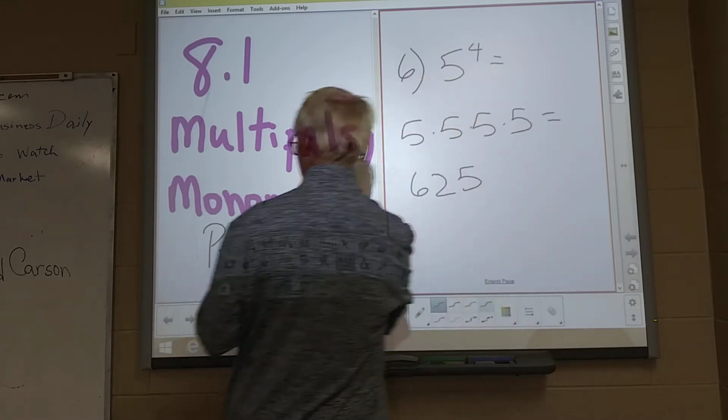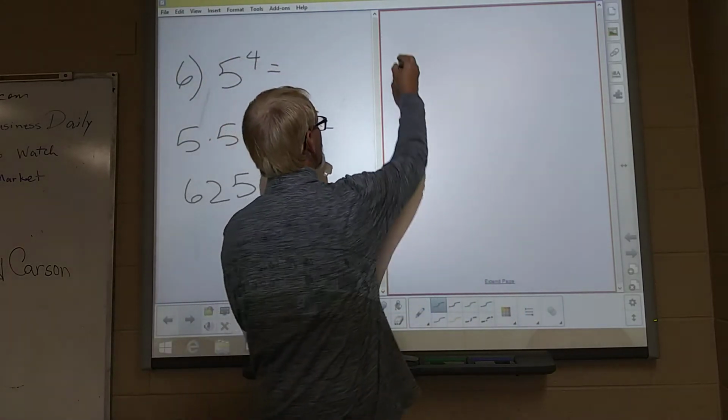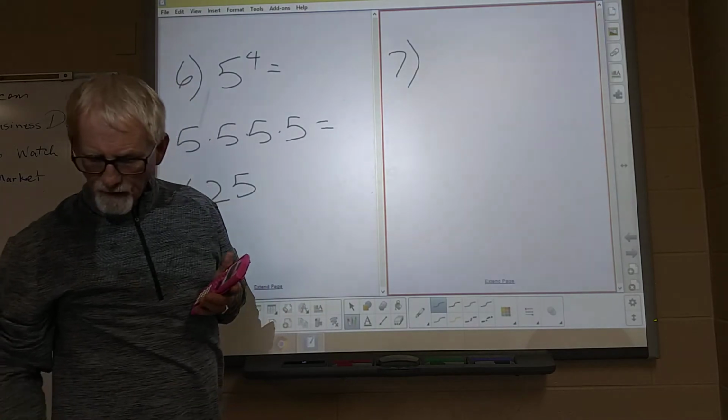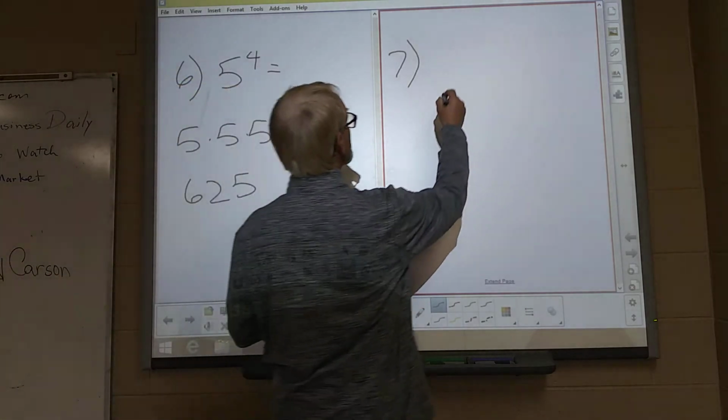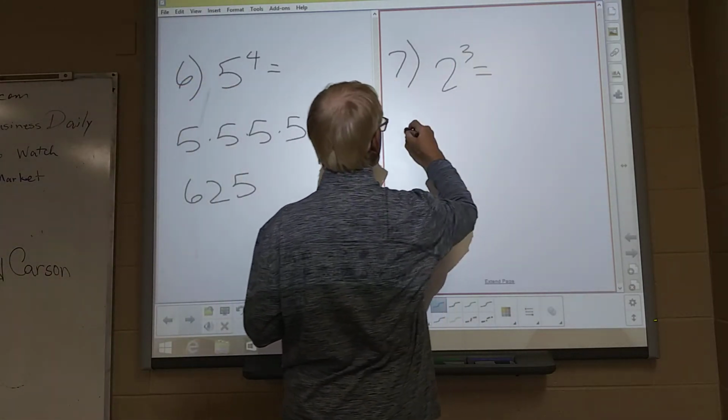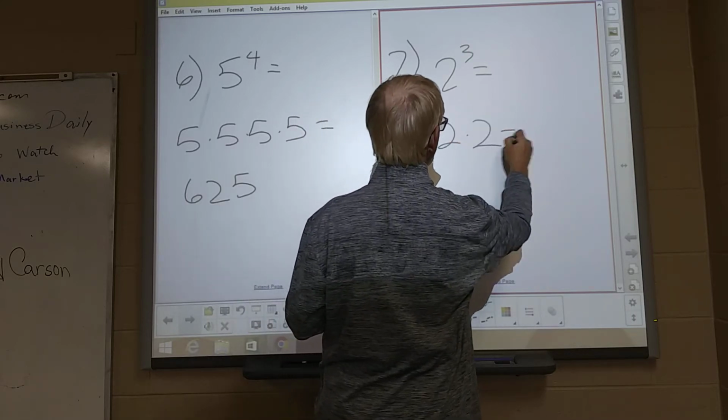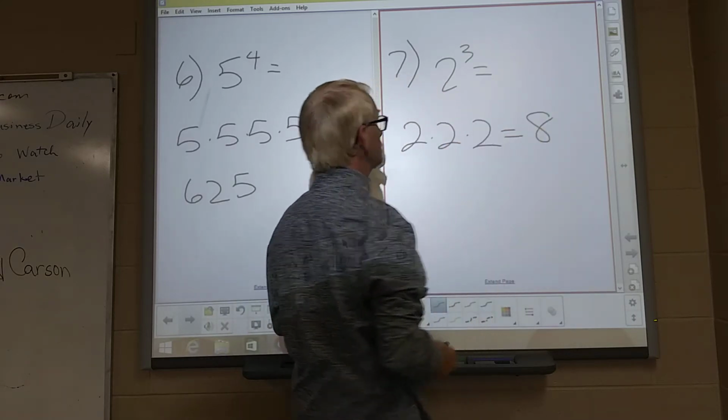The same way, number 7, we'll do one more: 2 to the 3rd power. 2 to the 3rd power is equal to 2 times 2 times 2, which is equal to 8. 2 times 2 is 4, times 2 is 8.